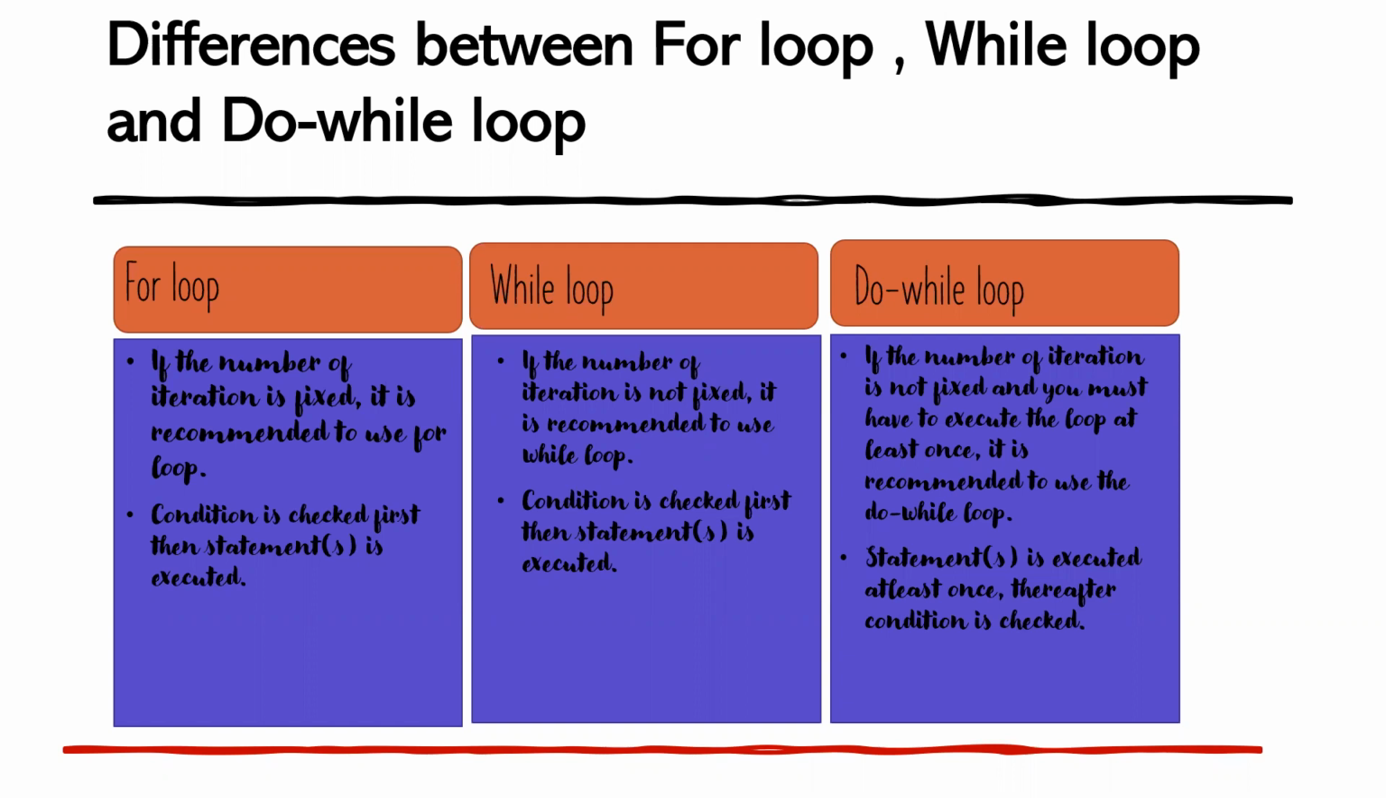And then the second is that the condition is checked first and then only is the statement executed. Similarly, for the while loop, the condition is checked first and then only the statement is executed. But for the do while loop, the statement is executed at least once and then only is the condition checked. So the do while loop is different from the while loop and for loop in that aspect.